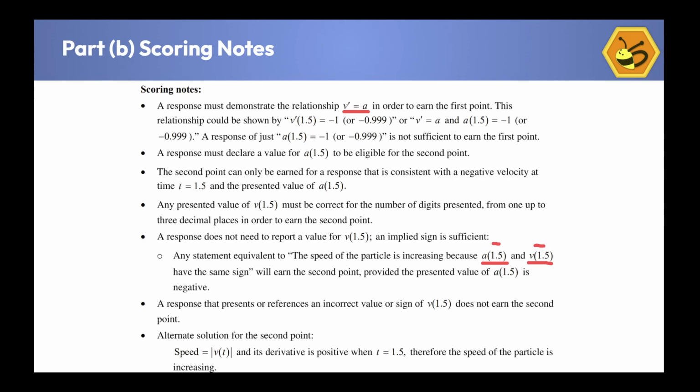So that means that your speed is increasing, because speed is the absolute value of velocity. Your velocity is getting increasingly negative, so it's getting more and more negative. Its absolute value will get more and more positive. That's why the speed is increasing.